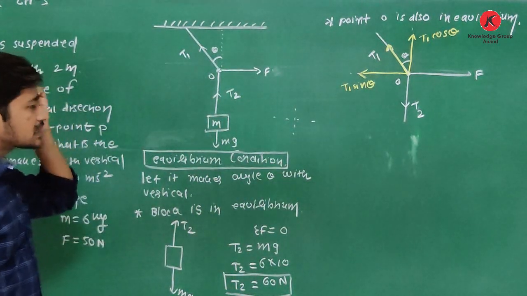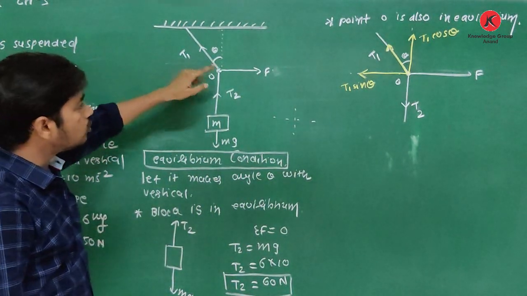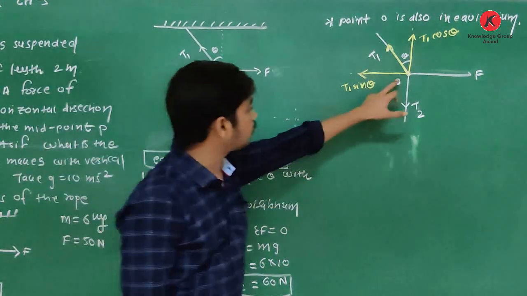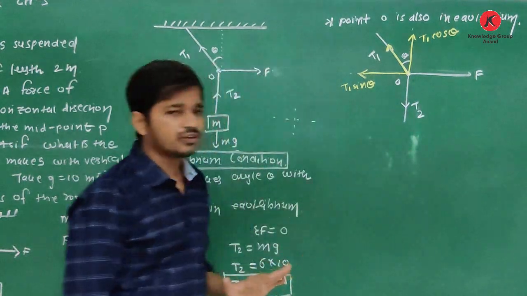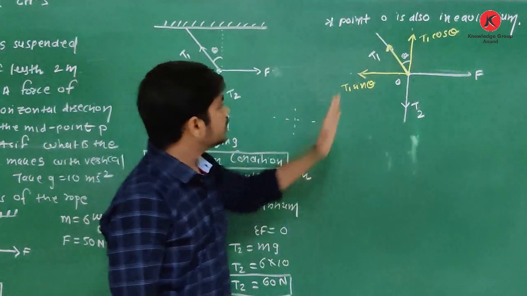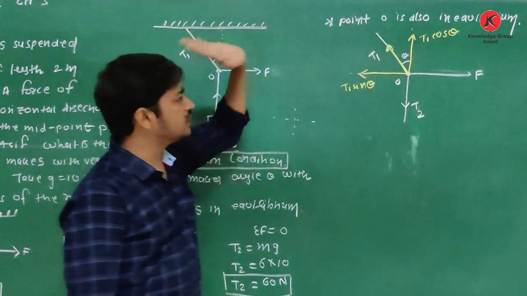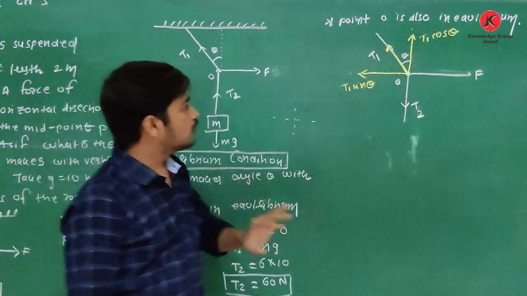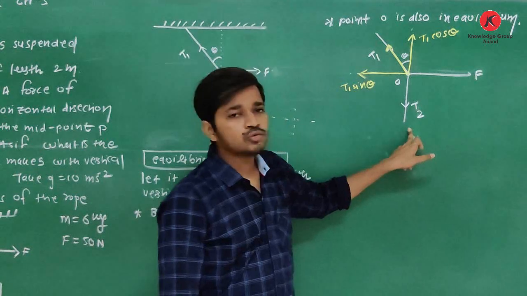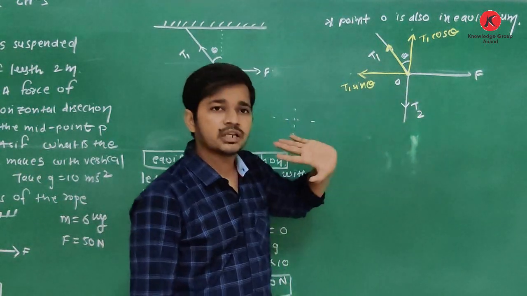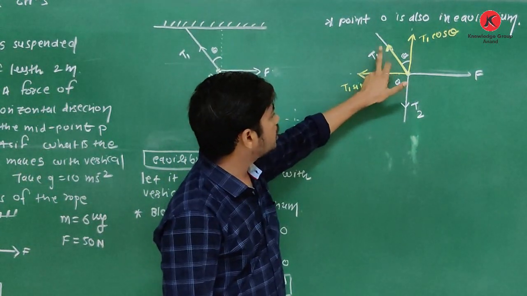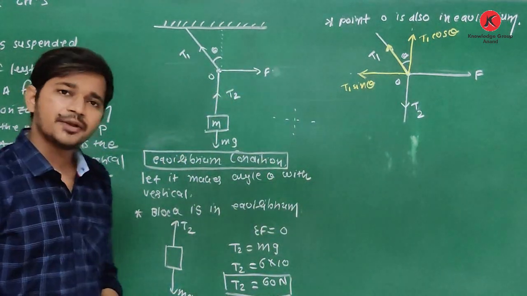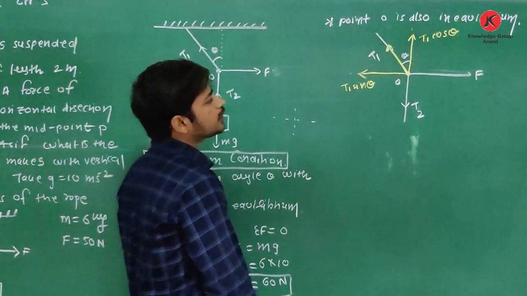Again, as the system is in equilibrium, this point O is also in equilibrium. It is point O. Horizontal force is in this direction. T1 and T2 are in these directions according to equilibrium of particle. Out of three forces, F and T2 are in horizontal and vertical plane, so I have to resolve only T1 in two components, T1 cos theta and T1 sin theta. Clear?